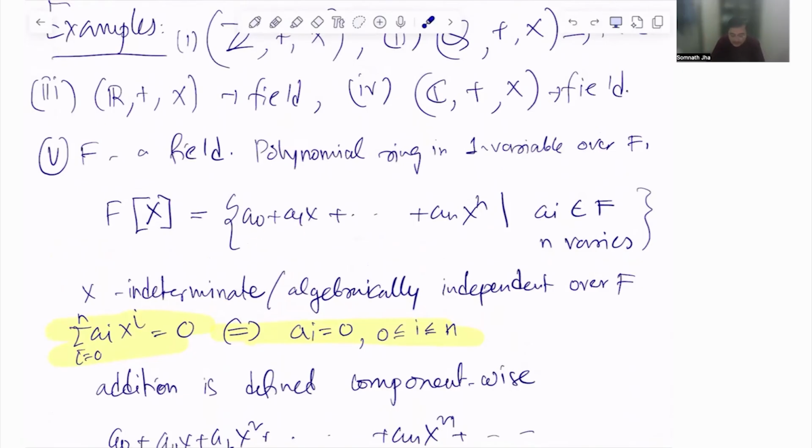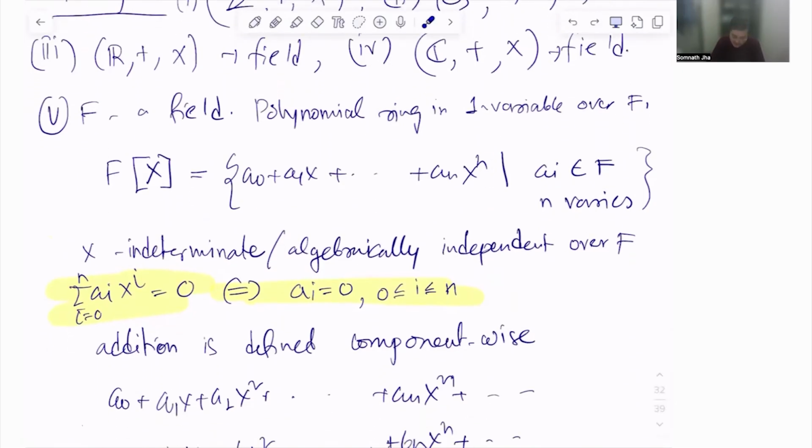Then you have linear polynomials a0 plus a1x. Then you have quadratic polynomial a0 plus a1x plus a2x square. So you have all degrees. Okay, so this n varies. There is no restriction on the number of degrees.